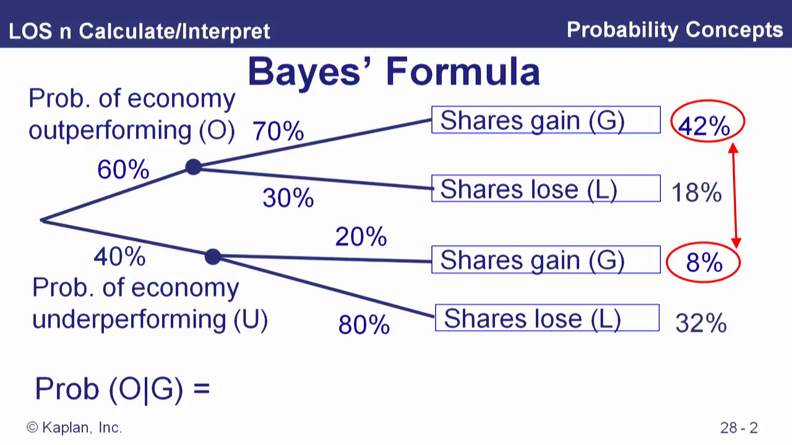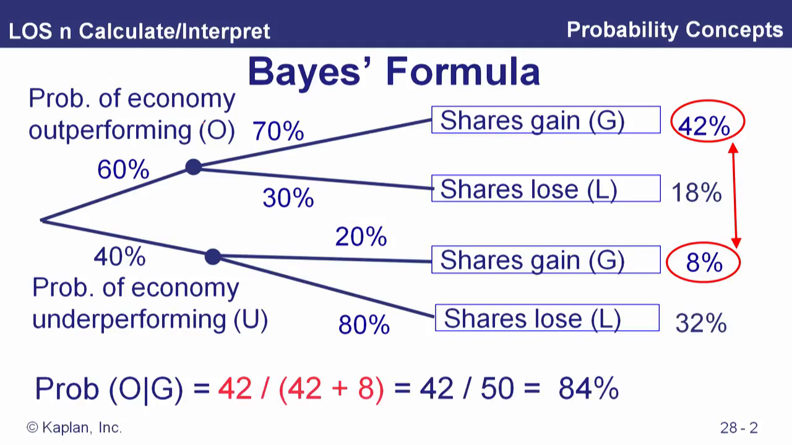So we're going to take that, the total probability of gains, 50%. Okay, what percent of the time do we have share gains with outperformance? And that's how we end up with 42% over 50%, so 84%. So we're going to update this probability right here, probability of outperformance, and say, well, if we had that information that shares had gained, then we can revise that estimate of outperformance and say, well, our new estimate based on that information is 84%.